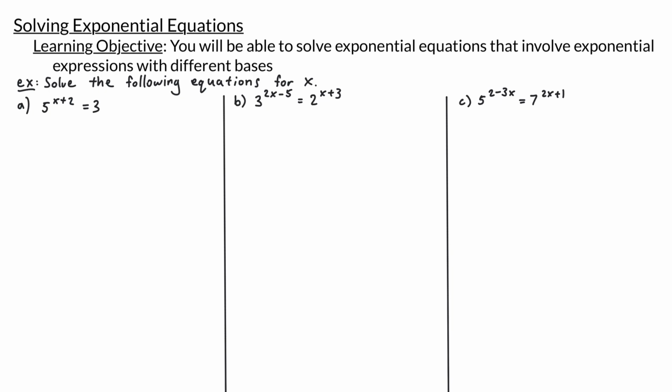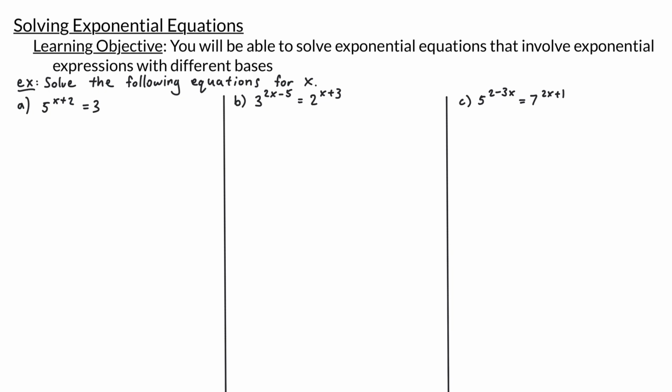In example A here, we have 5 to the power of x plus 2 equals 3. Now, because 3 cannot be written as 5 to some power easily, we can't use the approach that we had taken before. What we can do, however, is use logarithms to help us solve this equation. Now, for this particular equation, there's two ways we can go about it.